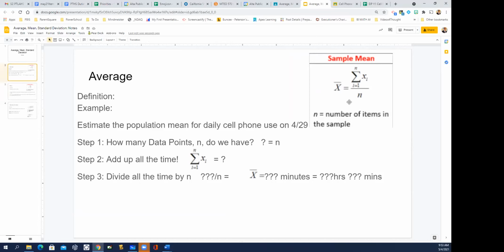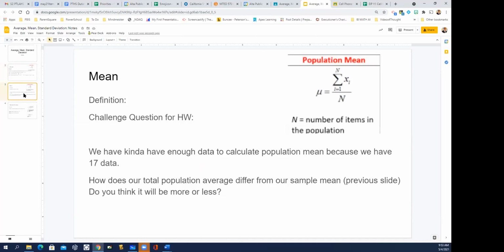See the symbol X bar right here? That's the sample mean. The true mean, the true average, is represented by this funky looking U, which is pronounced mu. No, wait, sorry, mu. It's the lowercase m. N is the number of items. They used a capital N. Capital N or lowercase n is going to stand for the number of items we put in our data set.